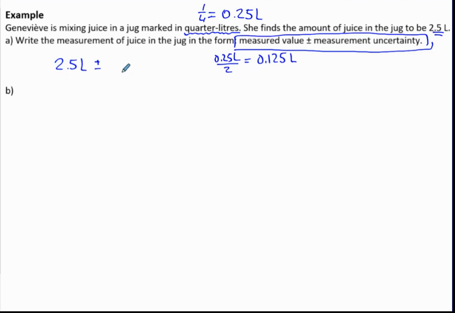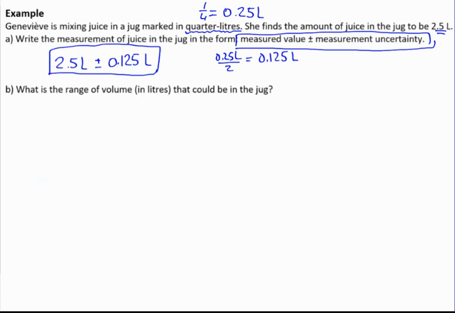So we have 2.5 liters, and then plus or minus 0.125 of a liter. So measured value plus or minus my uncertainty right here.